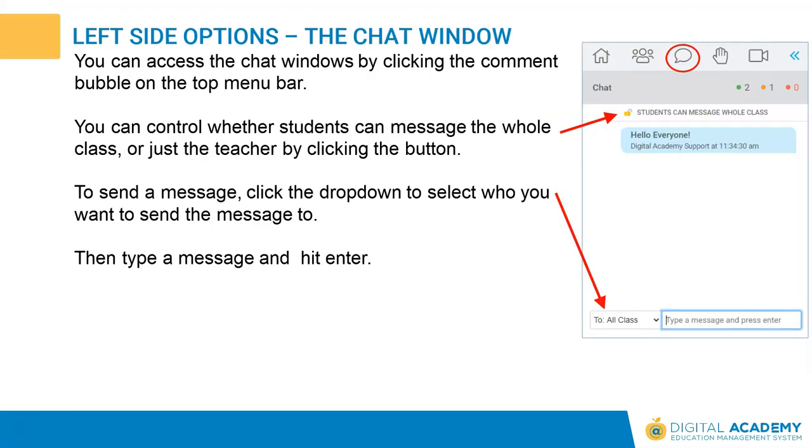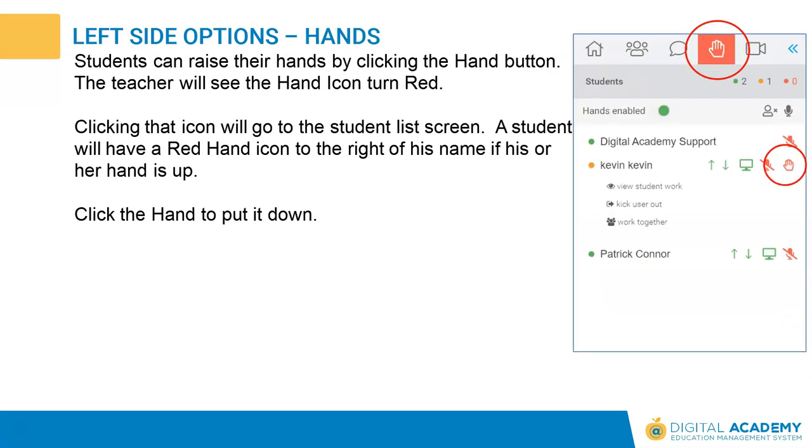Another feature on the left panel is the chat. Clicking the chat button, you'll see the class chat. As a teacher, you can enable or disable the chat. You can also control whether students are able to message everyone in the class or just the teacher. That's controlled by clicking the button at the top that says Students can message whole class or Students can message teacher only. To send a message, you can pick who you want to send it to or pick the entire class, type the message, and then press Enter.